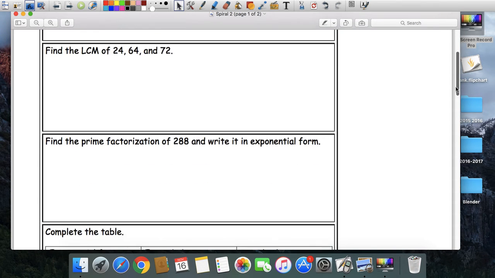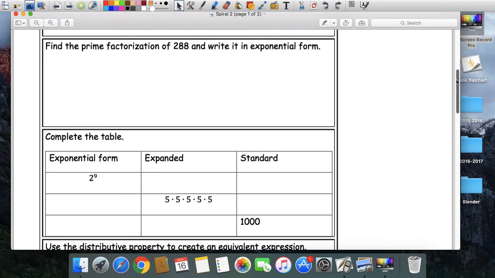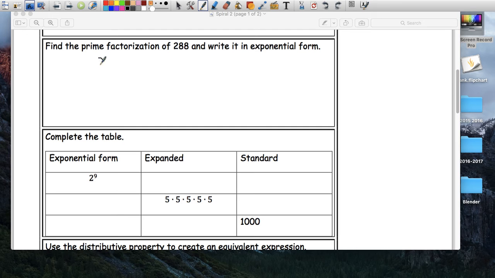A walk down memory lane. Find the prime factorization of 288 and write it in exponential form. Let me just bring this down a little bit more. So you've got 288, prime factorization. Let's see. I'll do the easy one. 2 is always easy. 144.